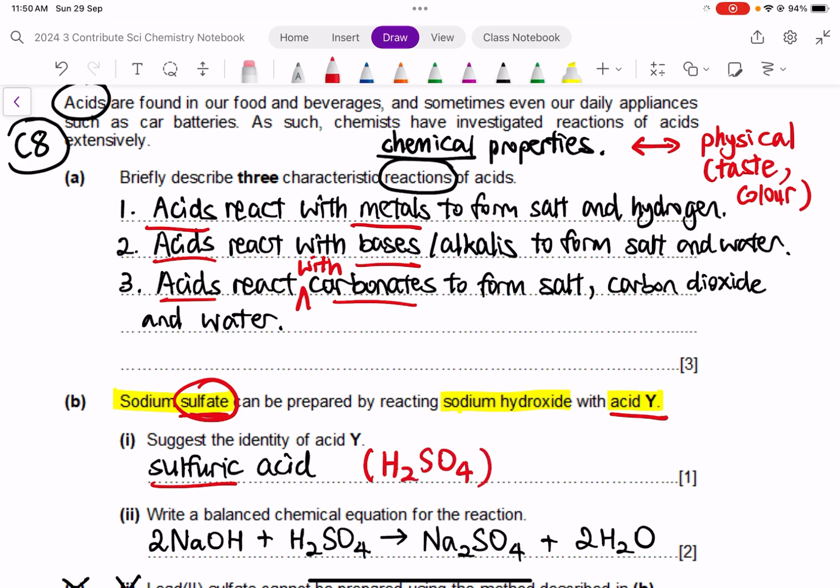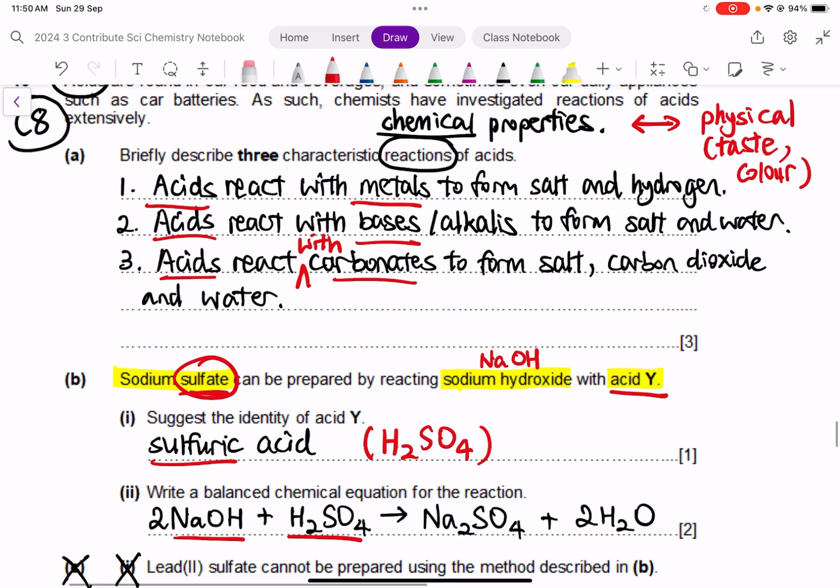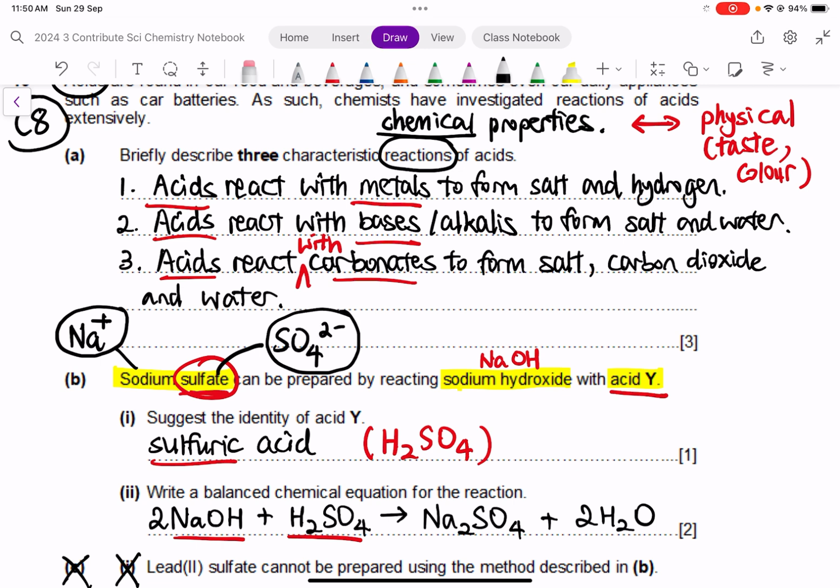H2SO4. So writing the balanced equation for this reaction, sodium hydroxide is NaOH. So NaOH plus H2SO4 forms sodium sulfate. Now sodium sulfate, please write the formula carefully. Sodium is in group 1, so it's Na+. Group 1 elements form Na+ with 1 charge. Sulfate, SO4, 2 minus. And therefore the formula of sodium sulfate is Na2SO4. This is so as to balance off the positive and negative charges.